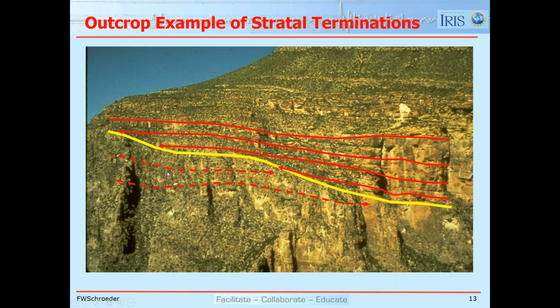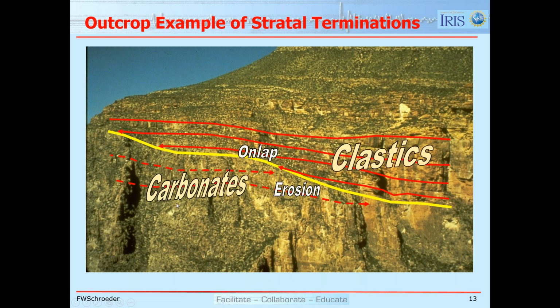It turns out that that boundary, in this case, separates carbonates, shallow platform carbonates, from clastics, sands and silts and shales that are river deposits, that were infilled when an incised valley or a gully or a canyon was cut into the carbonate bank and subsequently infilled by sands, silts, and shales. So on this outcrop, I have one, two, three examples of onlap termination, and I have one, two examples of erosional termination.